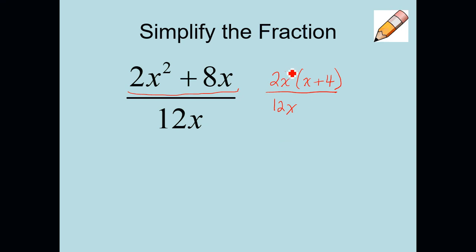But notice how I have 2x over 12x right here. 2x over 12x, what does that reduce to? It makes 2 over 12, which is 1/6, and x over x, those can cancel out, because you can divide an x out of both the top and the bottom. So all we have is 1/6. Now this x plus 4 right here, he's just going to remain there. He does not cancel with anybody else because he doesn't have a common factor on the bottom.